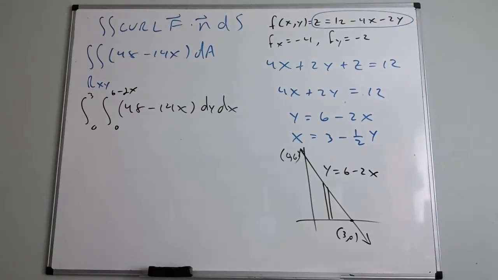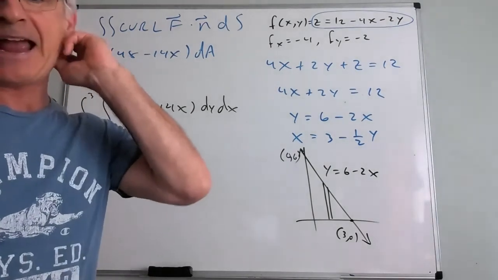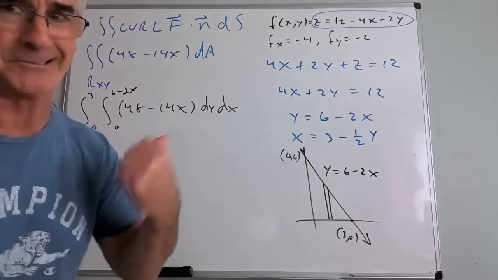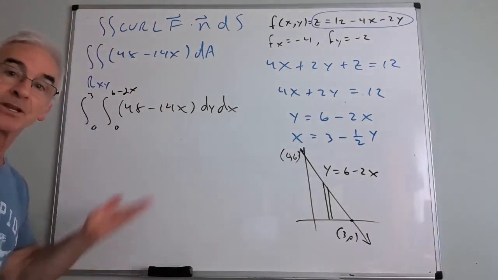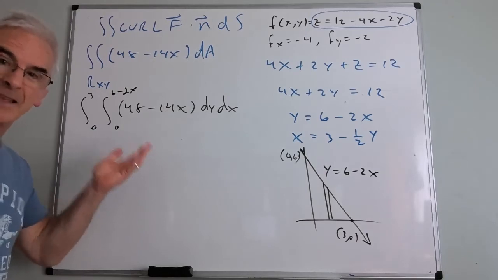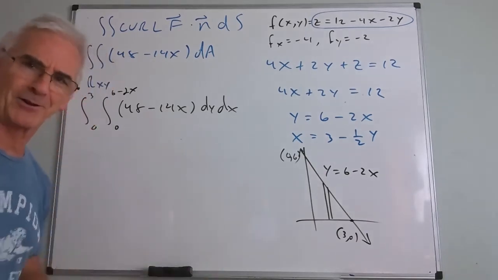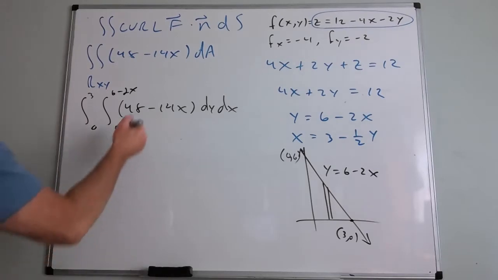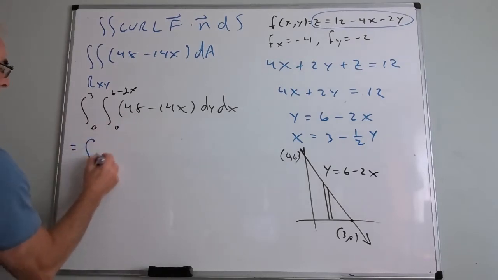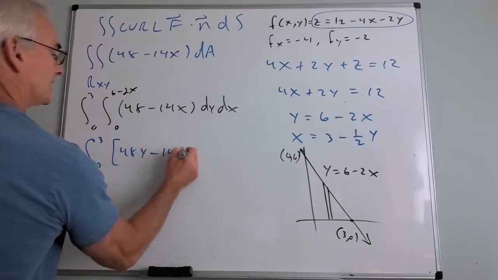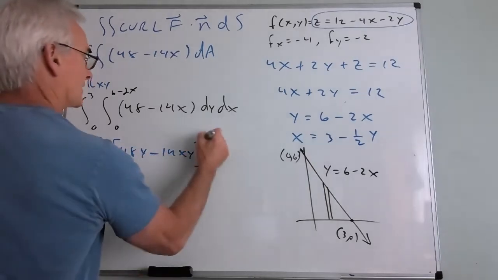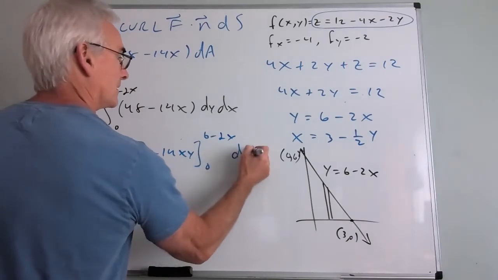Now, from this point on, oh my goodness, this has to be trivial. I mean, this just can't kick our butts. One of the things that makes me sad is that you get to here, and then we get a wrong answer because we make an arithmetic error. If you got this far, you got to get the right answer because you did all the heavy lifting already. So 48y minus 14xy from 0 to 6 minus 2x dx.